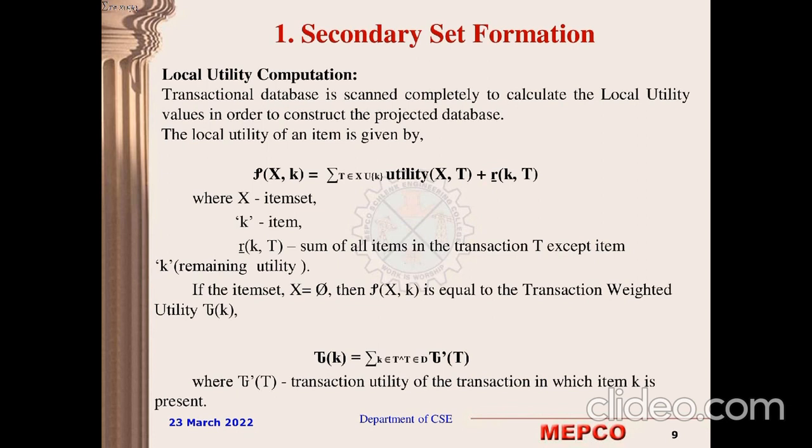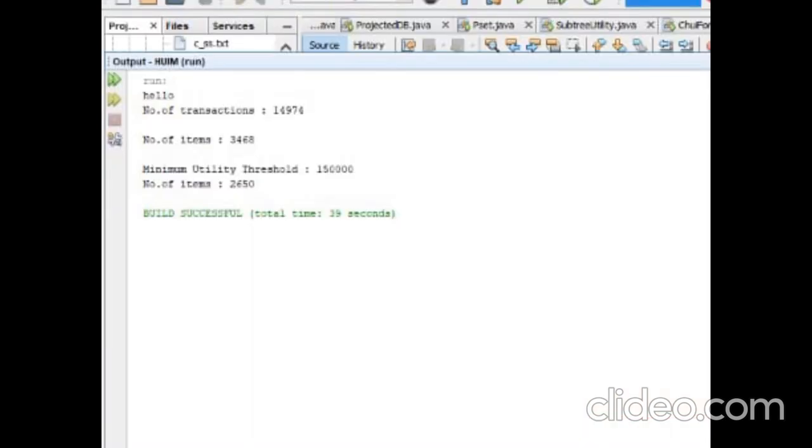Each separate item's local utility is computed. Items with a local utility value greater than the minimum threshold are included in the secondary set. The resulting secondary set should be sorted in ascending order of each item's local utility value. This is the output of the secondary set formation module. We have demonstrated each module by executing the retail dataset.